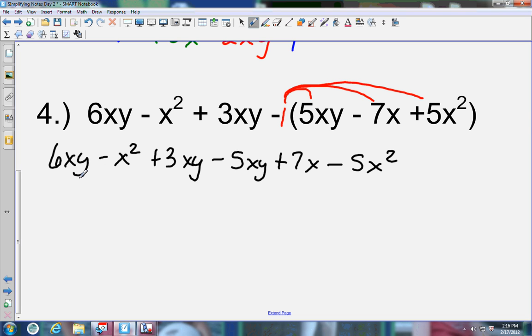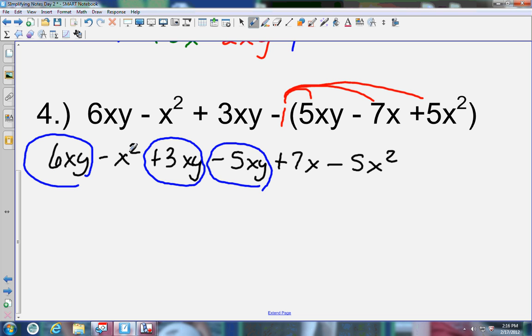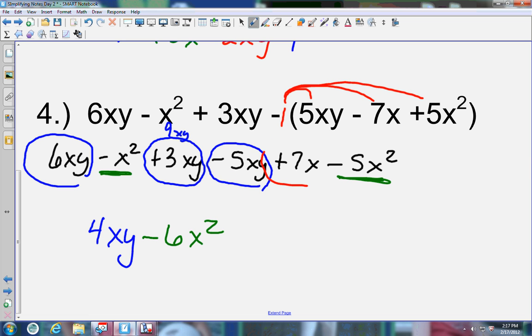Well, now I have 6xy, a 3xy, a negative 5xy. 6 plus 3 is 9, that's 9xy. 9 minus 5 is 4xy. Next, there's a minus x squared. That's just an x squared. And a minus 5x squared. Negative 1 minus 5 is negative 6x squared. Next, I just have 7x, so I put plus 7x.